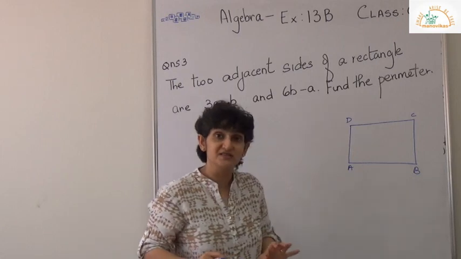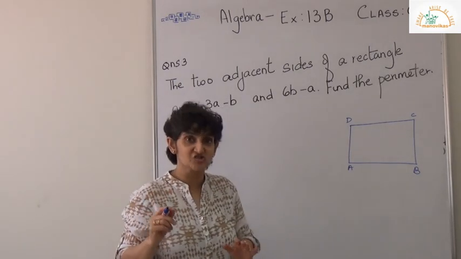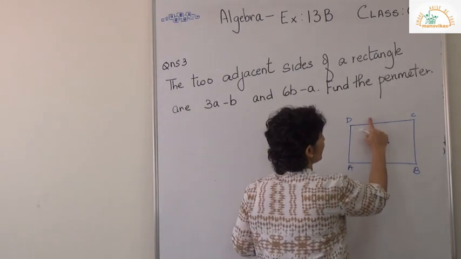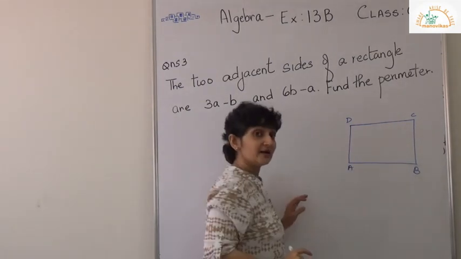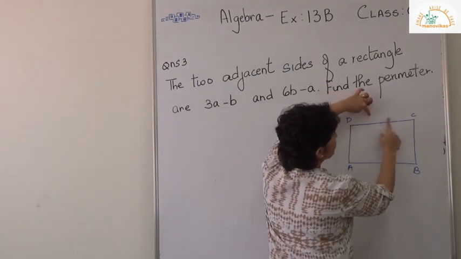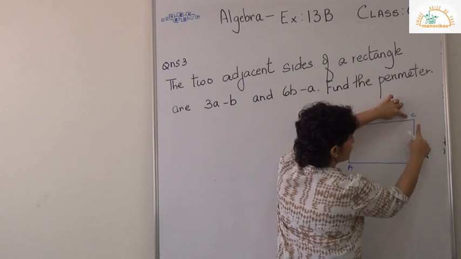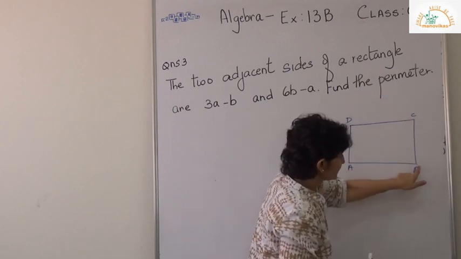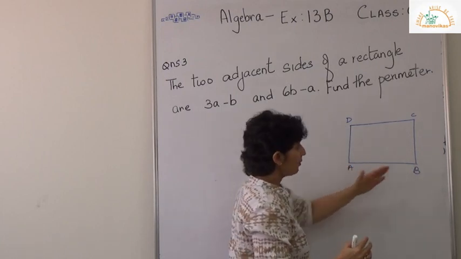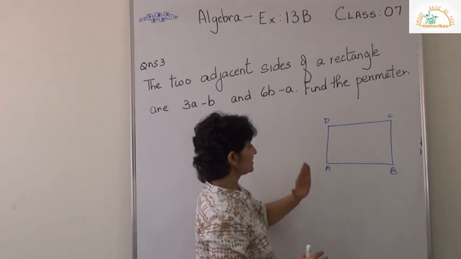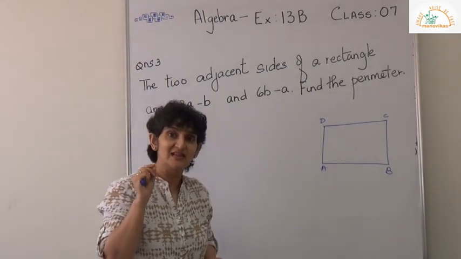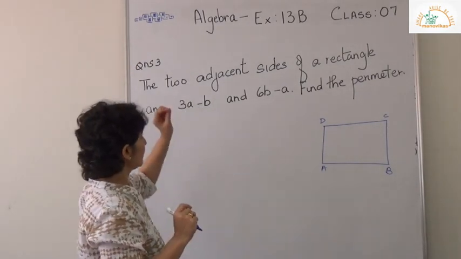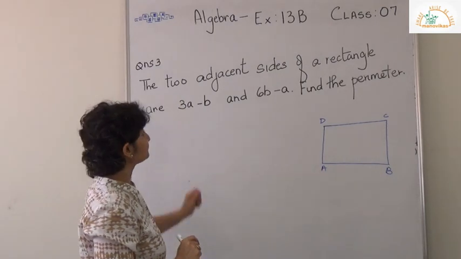These are opposite. Then what do you mean by adjacent? Next to one another. This and this are adjacent. Like DC is adjacent to CB, or CB is adjacent to BA, or BA is adjacent to AD. So is that clear? Have you understood? So now let's get back to the question.